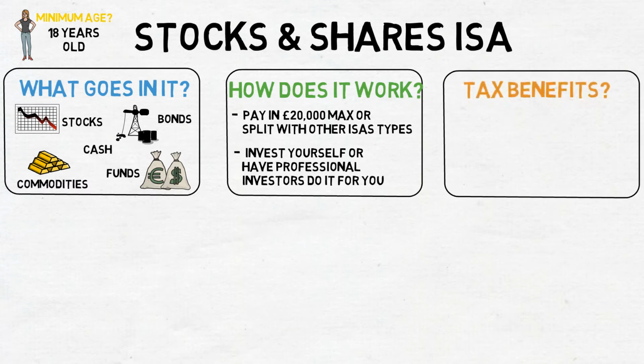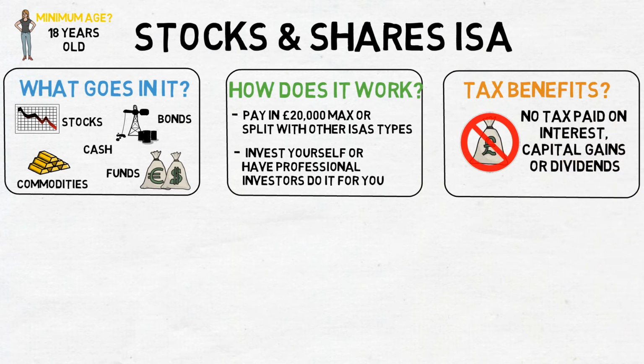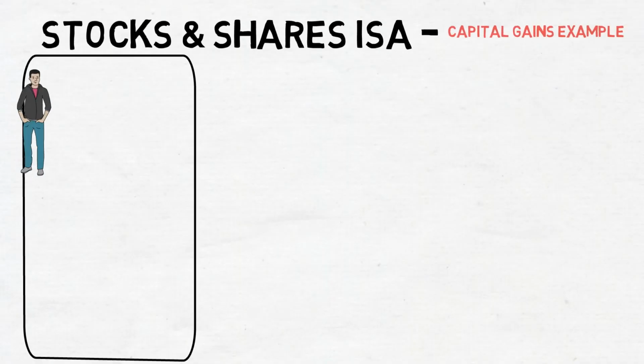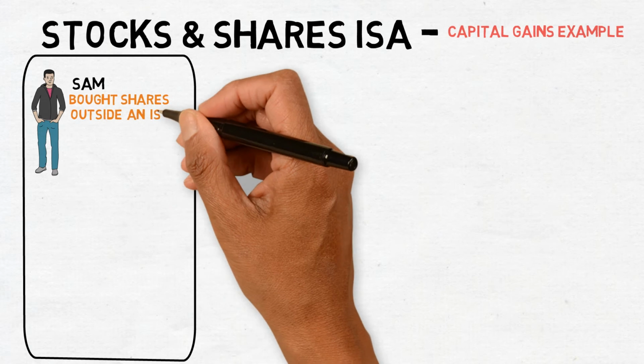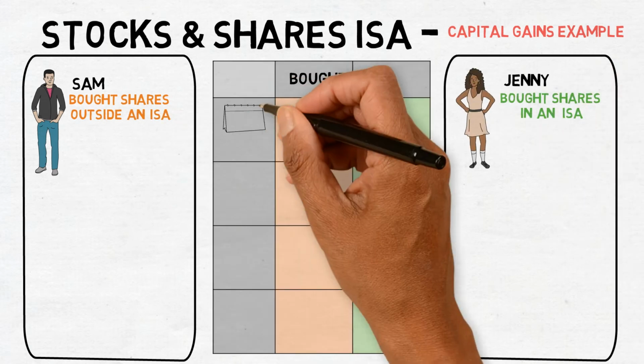The tax benefits of a stocks and shares ISA are significant. No tax is paid on interest, capital gains, or dividends. Let's look at a real-life example to demonstrate the benefit of not having to pay any capital gains tax. Two friends decide to buy Amazon shares. Sam buys his shares outside an ISA, whilst Jenny buys her shares via her stocks and shares ISA.